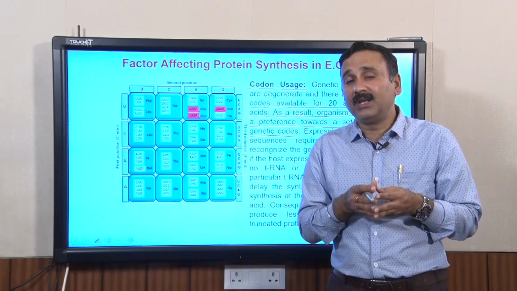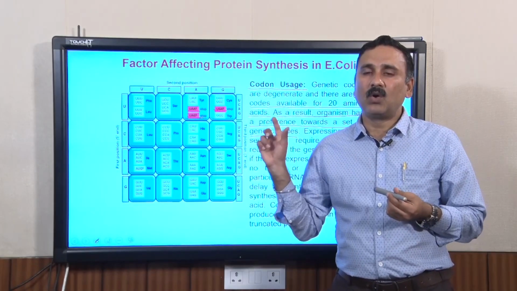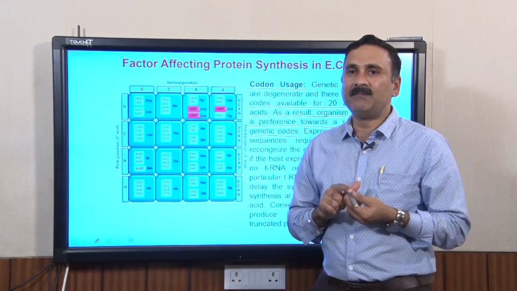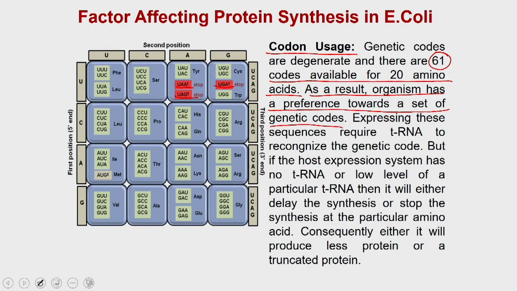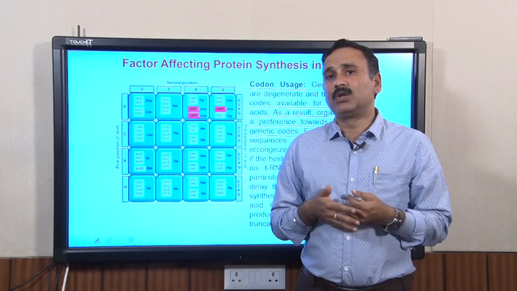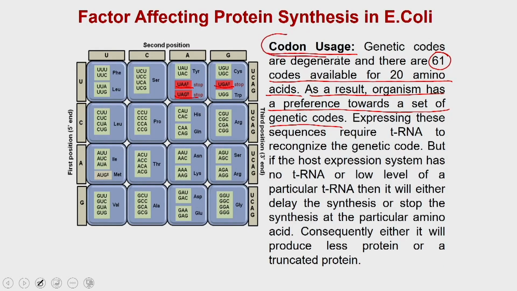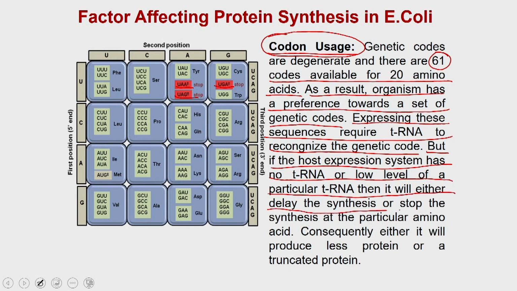In those cases, what will happen is that if you are cloning a protein into the E. coli expression system, you have to ensure that the tRNA corresponding to these codons is available, and this particular type of unique problem is called the codon usage problem. Expressing these sequences requires tRNA to recognize the genetic code, but if the host expression system does not have the tRNA, or has a low level of a particular tRNA, then it will either delay the synthesis or stop the synthesis at a particular amino acid.